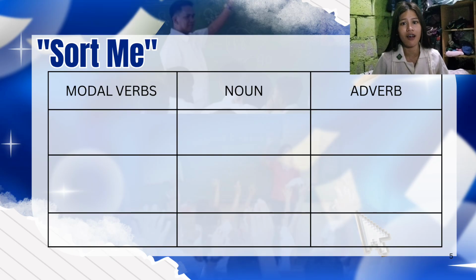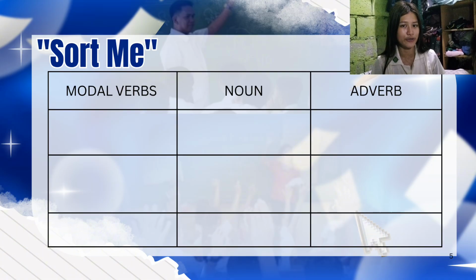After placing the card, the learner will explain why the word belongs to that category. The activity will continue until all the word cards are sorted correctly. So, get ready, think carefully, and have fun learning. Now, let's begin our Real Life Word Hunt Relay. And for the modal verbs, let's have 2 minutes to do this activity.